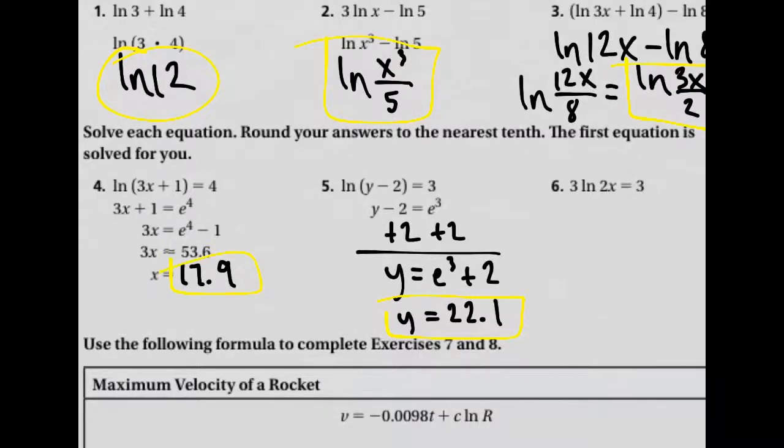And number 6, 3 ln of 2x equals 3. We're going to try to use the same steps that we've been using, except for this one, there's a 3 in front of ln. We don't want that. Remember, we want the natural logarithm to have just a coefficient of 1, which we don't write. So what we're going to do first is take that 3 and write it on top, like this, ln of 2x cubed.